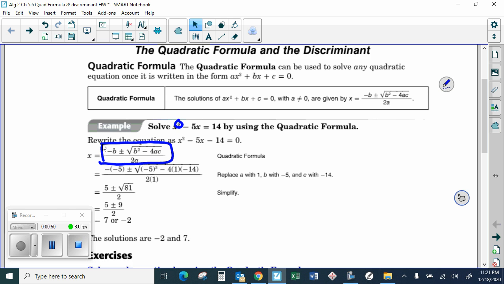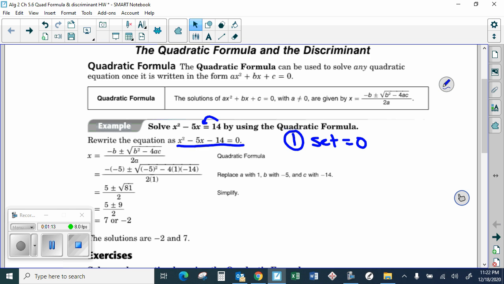Okay, first thing we're going to do with a quadratic, whether we're doing it by completing the square or, well, you don't have to complete the square, but most times you are putting it in standard form. So notice this is rewrite the equation as that, which is standard form, and subtract the 14 across. So the first step we've already talked about is set equal to 0. This is even in factoring. We solve all quadratics. First step, set equal to 0.